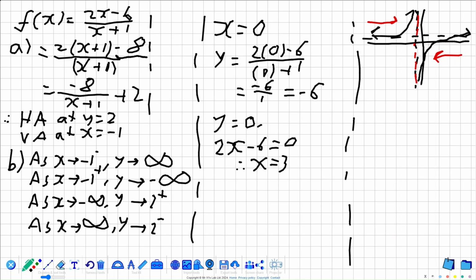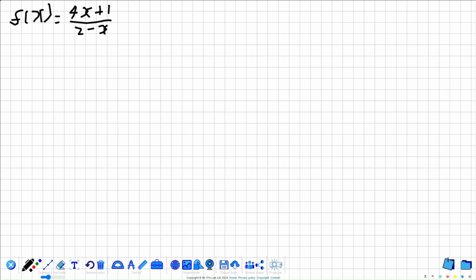So if I was to color code this, I've got that one there, that would be this point here on the graph, so right there. And then in blue, we've got the y equals -6, that would be here on the graph, like that. Alright, so let's do another similar example.